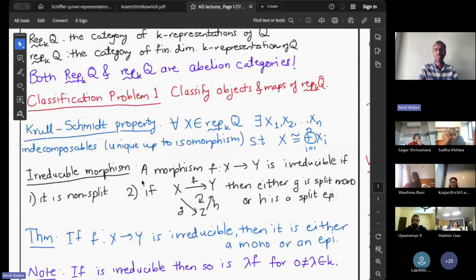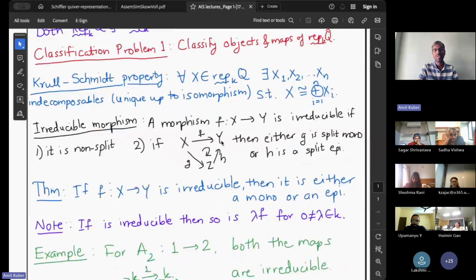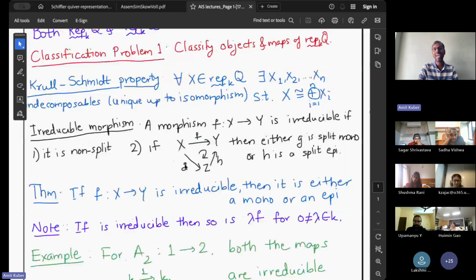So how do we classify morphisms? Well, here is the notion, with an apt name, an aptronym: irreducible morphism. You say that a morphism is irreducible if, first of all, it doesn't have either a left inverse or a right inverse, which means it is not a split morphism. And if at all it factors like f equals hg, then either g is a split mono or h is a split epi.